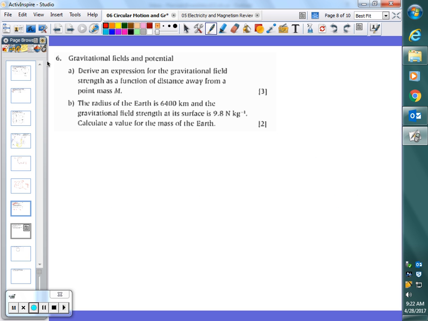The radius of Earth is 6,400 kilometers, and the gravitational field strength at its surface is 9.8 newtons per kilogram. Calculate a value for the mass of the Earth. Let's do it, though, just for comparison's sake. So now you have two things to worry about in this problem, right? One, make sure you square the radius, but two, they gave you the radius in kilometers. You can't have the radius in kilometers, it's gotta be in meters.